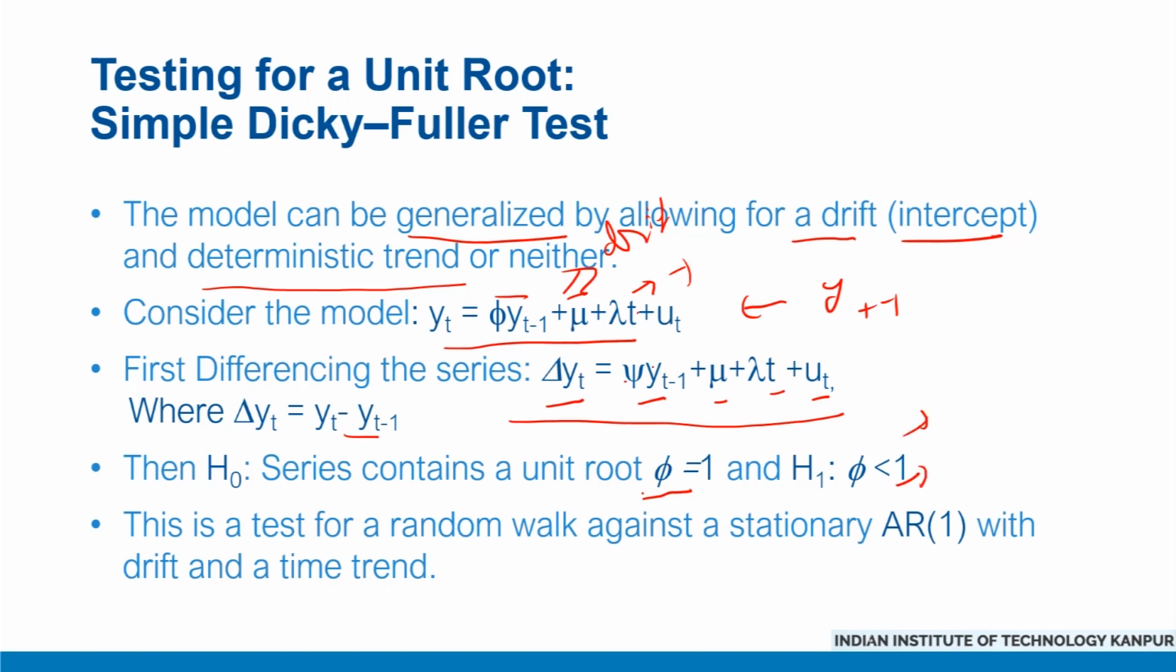The equivalent model here: you test the null with psi equal to 0, and the alternate becomes psi less than 0, where psi is phi minus 1. So this again is a test of random walk against a stationary AR1 with drift and time trend. Why drift and time trend now? Because we have included these two terms.